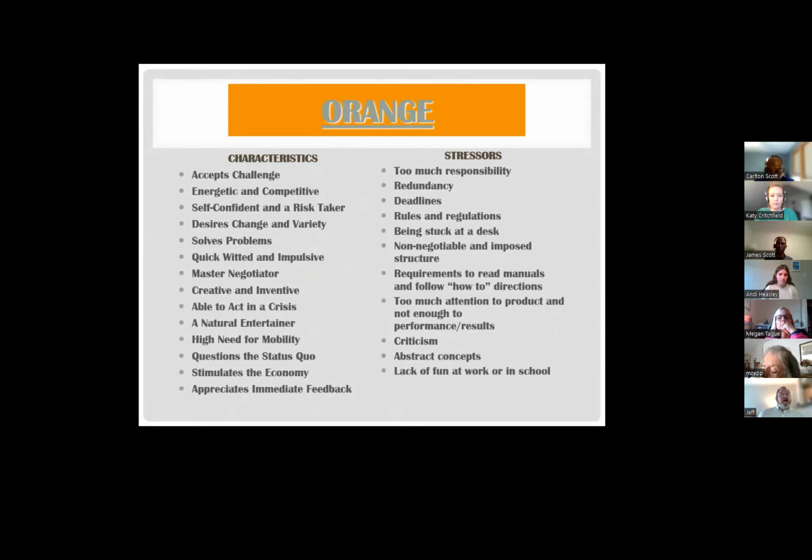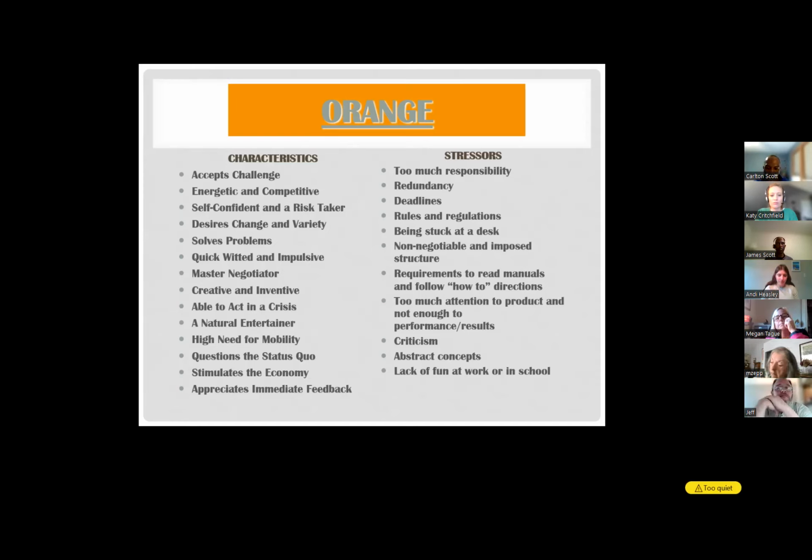Okay, so I'm going to jump into the colors now. I will read a little bit, but I think it's important to get some of the key characteristics here. The first color is orange. Orange people like to be challenged. They're energetic, self-confident, and often risk takers. They desire change and variety, they're problem solvers, creative and inventive, and they're natural entertainers. They need to constantly be moving, and they appreciate immediacy and feedback right away.